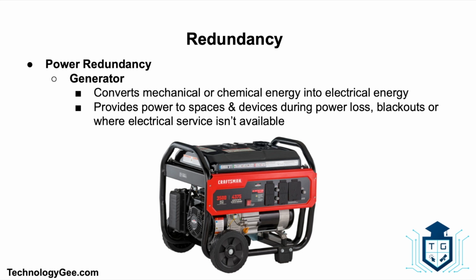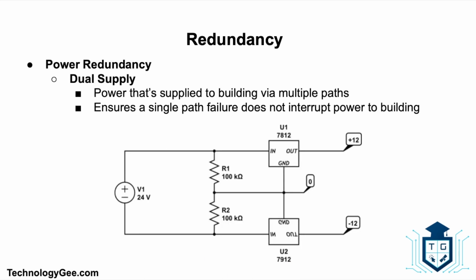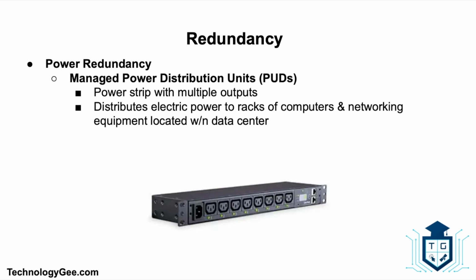Next, we have a generator, and this is a device that converts mechanical or chemical energy into electrical energy to provide power to spaces and devices during complete power loss, blackouts, or in areas where standard electrical service is not available. Then we have what is called dual supply, and this is power that is supplied to a building via multiple paths to ensure a single path failure does not interrupt power to the building. And then we have what is called a managed power distribution unit. And this is essentially a power strip with multiple outputs designed to distribute electric power, especially designed to deliver power to racks of computers and networking equipment that's located within a data center.